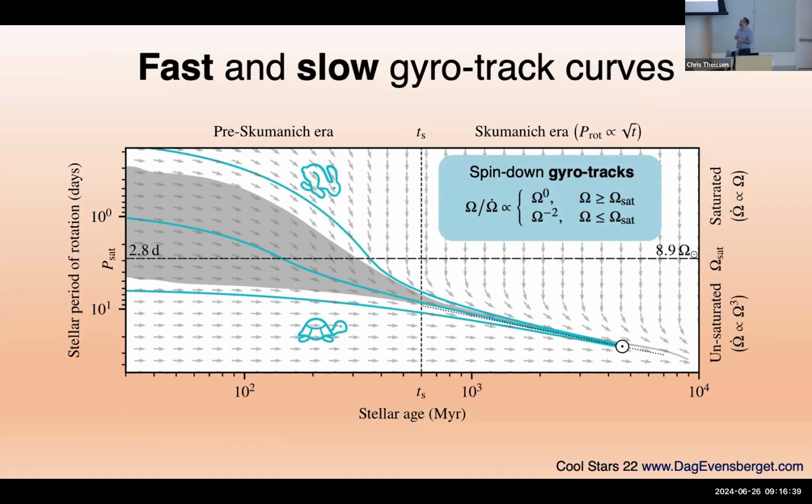We can fit so-called gyro tracks or rotational history curves to this distribution. So here we have a rapidly rotating star that formed with a large amount of rotation, and a slow rotating star down here. And as time passes, they essentially converge onto this single track here. This is represented by a broken power law, where the spin down time scale is constant in the top half of the diagram, and it's inversely proportional to the square of the rotation rate in the bottom half of the diagram.